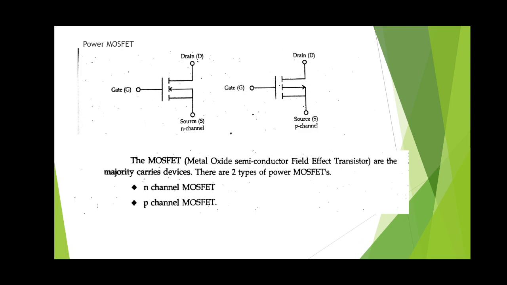So let us see the symbol of power MOSFET. MOSFETs are metal oxide semiconductor field effect transistors, and they are majority carrier devices. There are two types of power MOSFETs, that is N channel MOSFET and P channel MOSFET. So symbols are shown in the figure, and the three terminals are drain, gate and source.